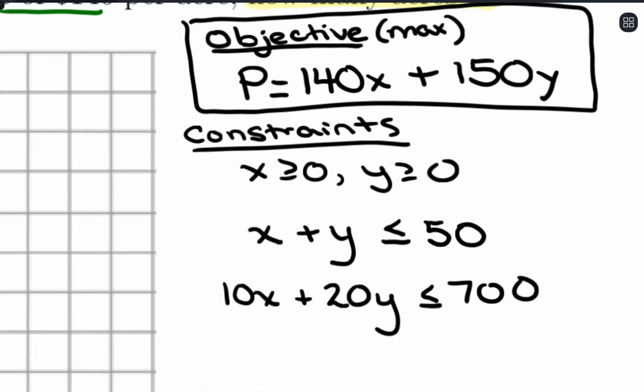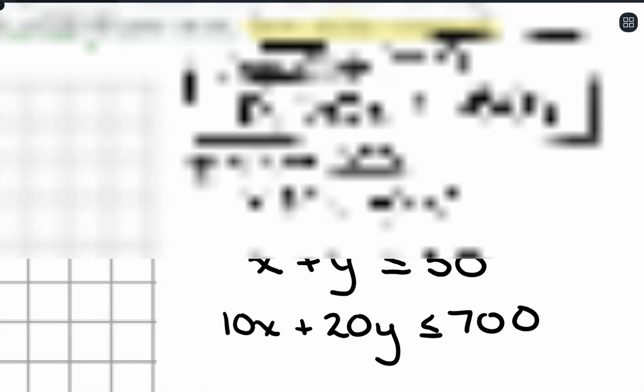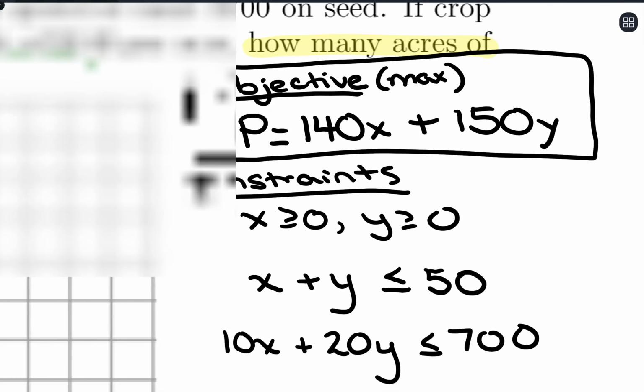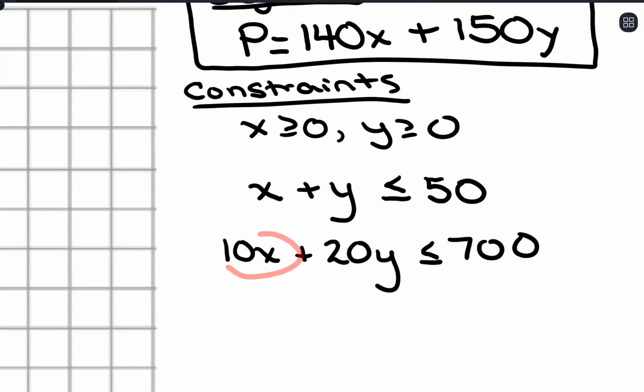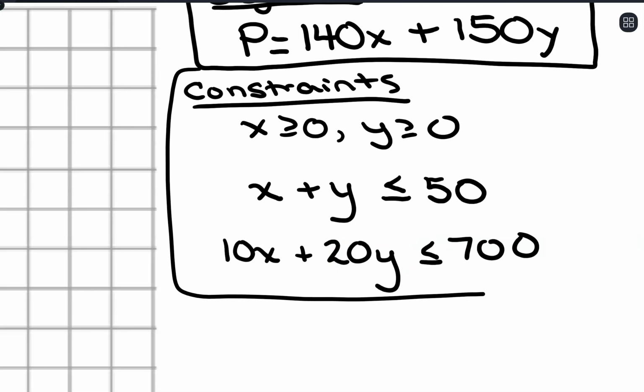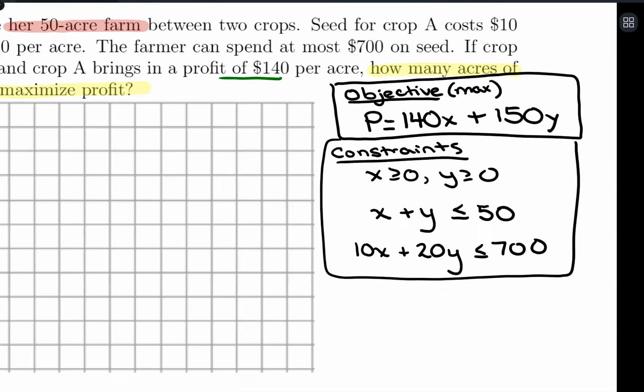So we got our objective function, which is to maximize profit. The constraints: X and Y need to be positive. X and Y need to add up to less than or equal to 50. And then for the cost, 10X plus 20Y needs to be less than or equal to 700. So that sets up those pieces.